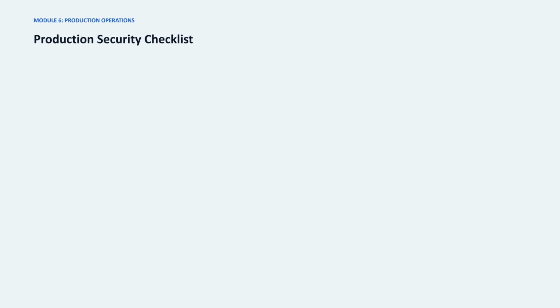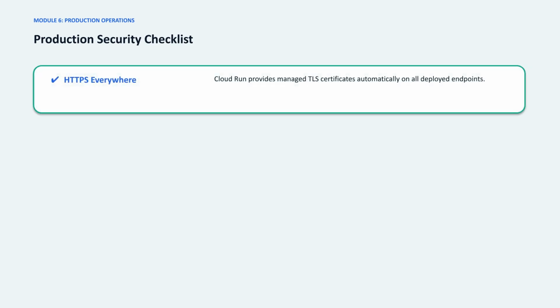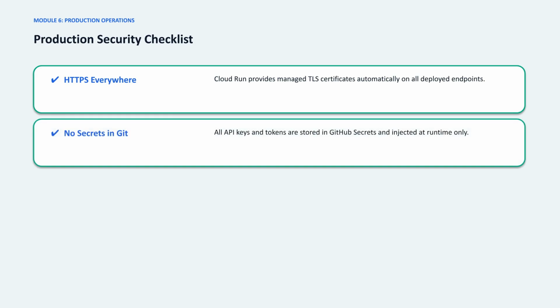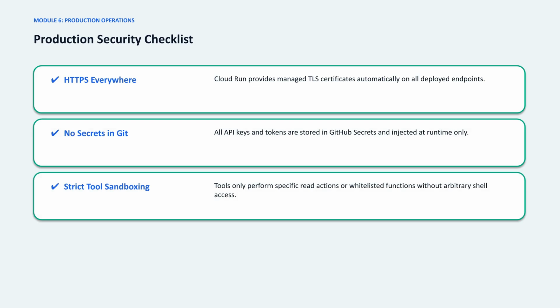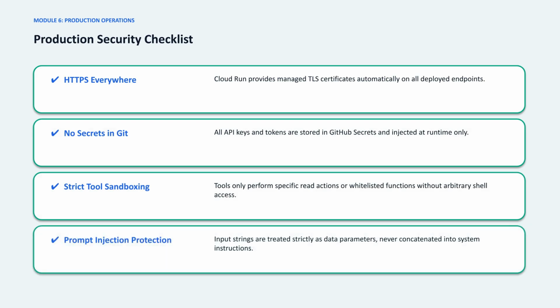Security is paramount in production. Ensure HTTPS is used for all endpoints. Avoid hard-coding secrets in your repository. Implement strict sandboxing for tools, and protect your system against prompt injection by treating inputs as data parameters.